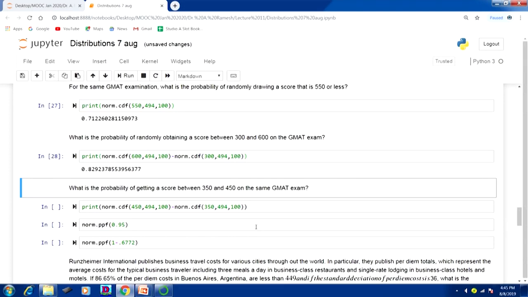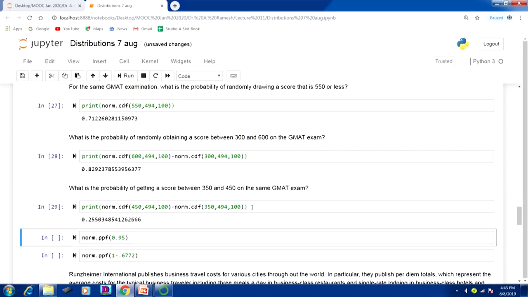What is the probability of getting a score between 350 and 450 on the same GMAT exam? Okay, 450, 350, there is another example, but similar to the previous one. Now, we are going to do the reverse of that.